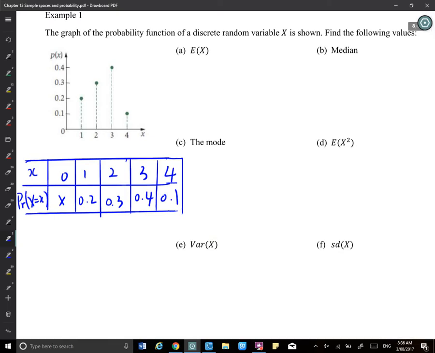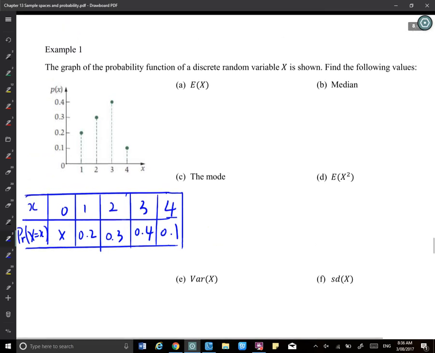So you can check it by adding up all of that. That must give you 1. So first of all, check if there is anything wrong with the question, or if it's a correct question. So 0.5 plus 0.5 gives you 1.0. So this is a discrete probability distribution.